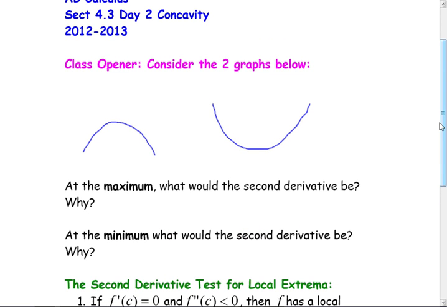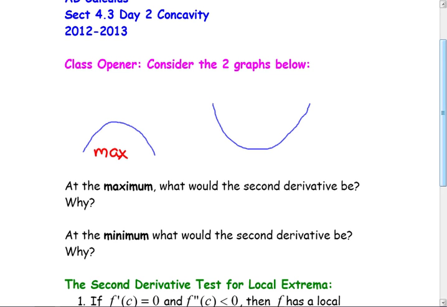We're going to do the second derivative test today. And we've done the first derivative test. Matter of fact, let's review that right now. Are you guys ready? This is a maximum, right?